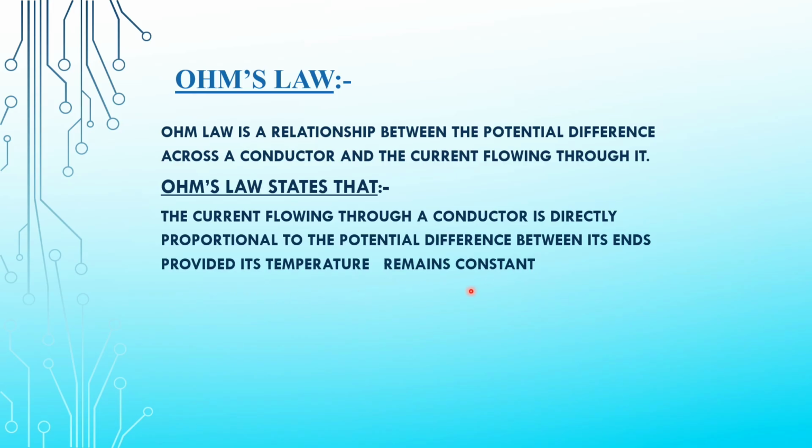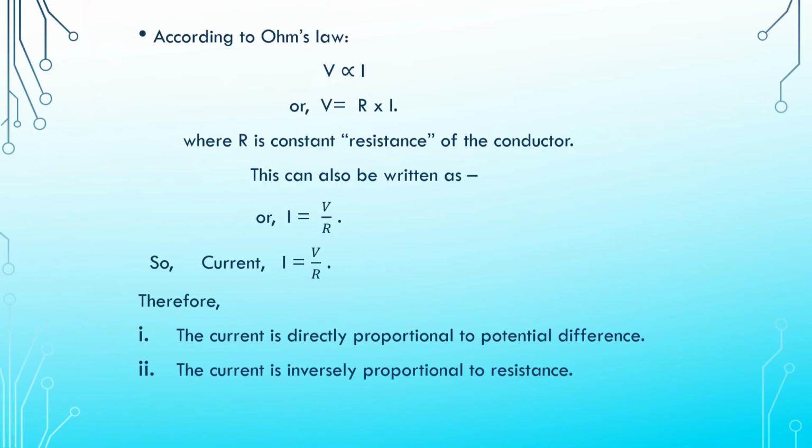So it says that if the electric current increases, the potential difference increases. If the electric current decreases, the potential difference decreases. According to Ohm's law, the potential difference is directly proportional to the electric current. Here V is the potential difference, I is the electric current. So it can be written as V is equal to R into I, where R is the constant resistance of the conductor.